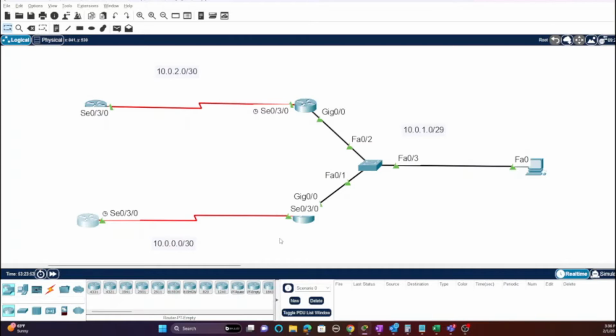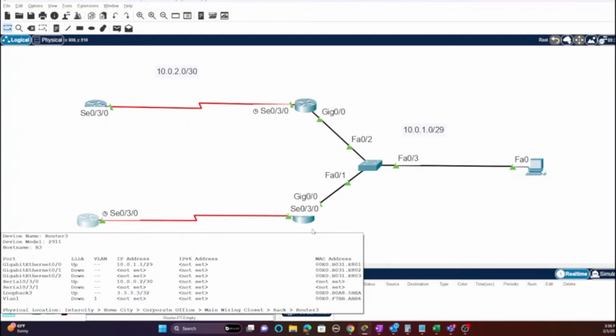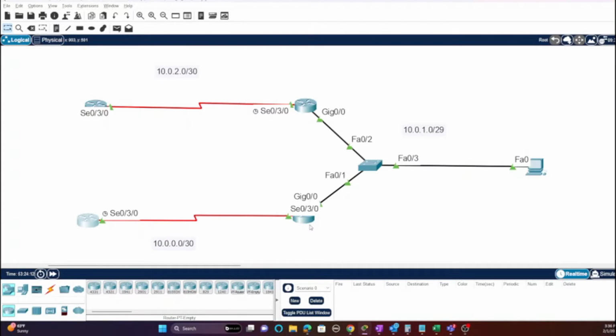You have to let them know what subnet you're on. First of all, to be a neighbor, you have to be on the same subnet. So these two are on subnet 10.0.0.0/30, so they can become neighbors, right? But that's what you're going to be advertising. You're going to have to advertise what subnet you're on.